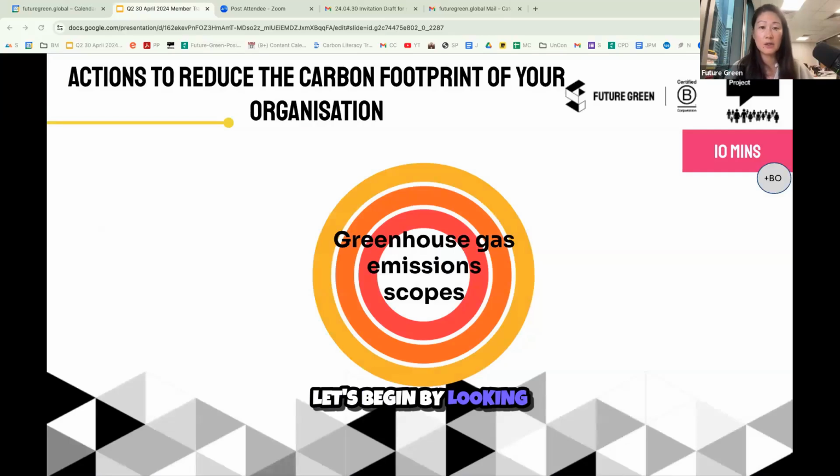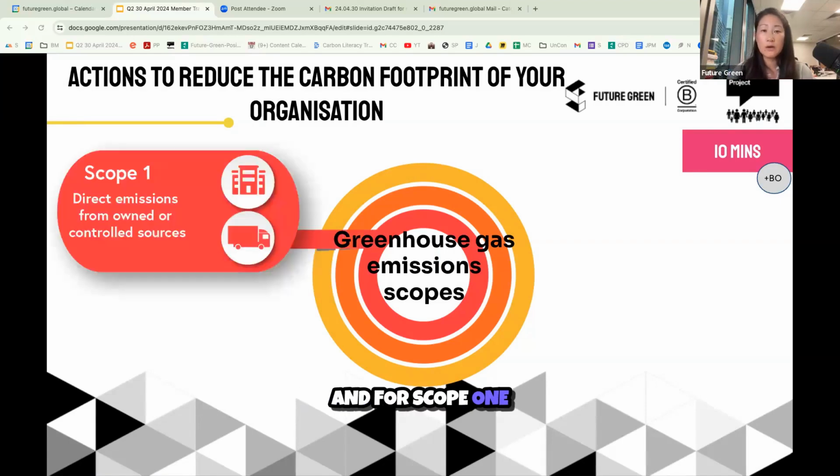Let's begin by looking at how we measure the climate impact of a company. As you can see here in the diagram, we illustrate the standard way to measure greenhouse gas emissions for a business, and the business's emissions are put into what we call scopes. I'm sure some of you have already heard about this.